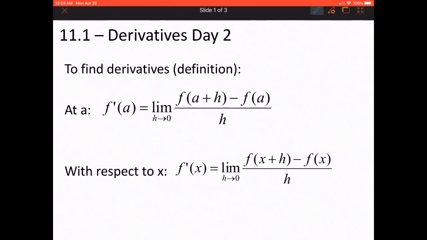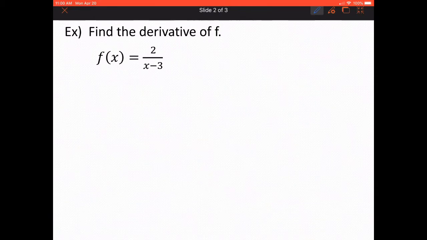In this video, we're going to continue on with derivatives. So we're going to use the same derivative definition, this formula, to find the derivative or f prime of a at a specific value, and the formula for finding the derivative or f prime of x for any value of x on the function. Let's try this example where we're going to find the derivative of f for this function. So this is asking us to find f prime of x.